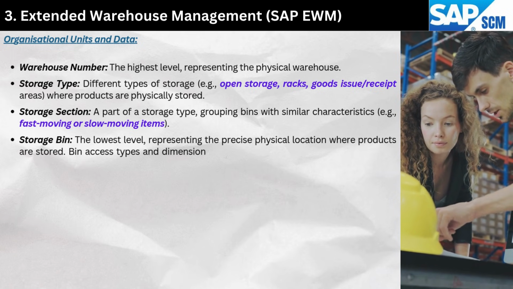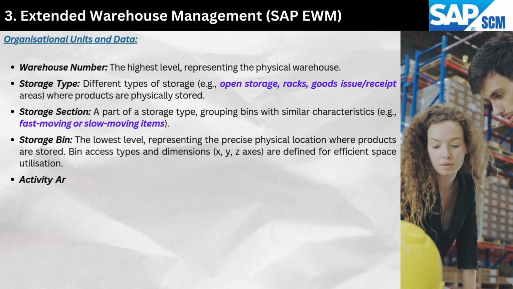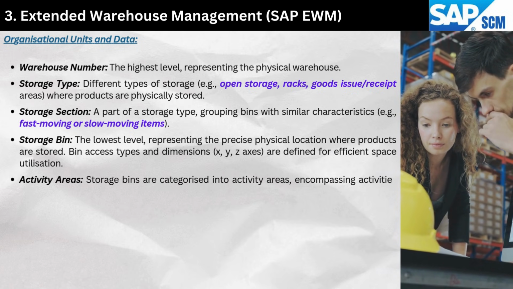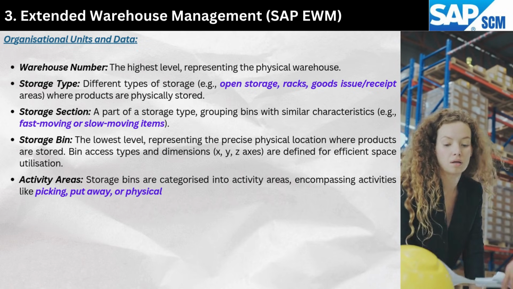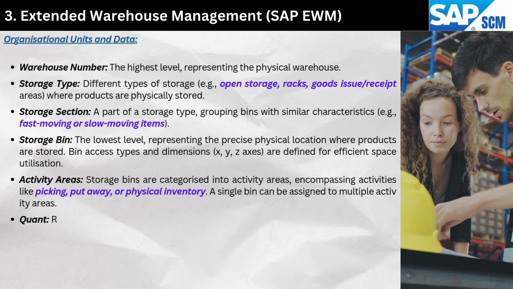Bin access types and dimensions, X, Y, Z axes, are defined for efficient space utilization. Activity areas. Storage bins are categorized into activity areas, encompassing activities like picking, put away, or physical inventory. A single bin can be assigned to multiple activity areas.